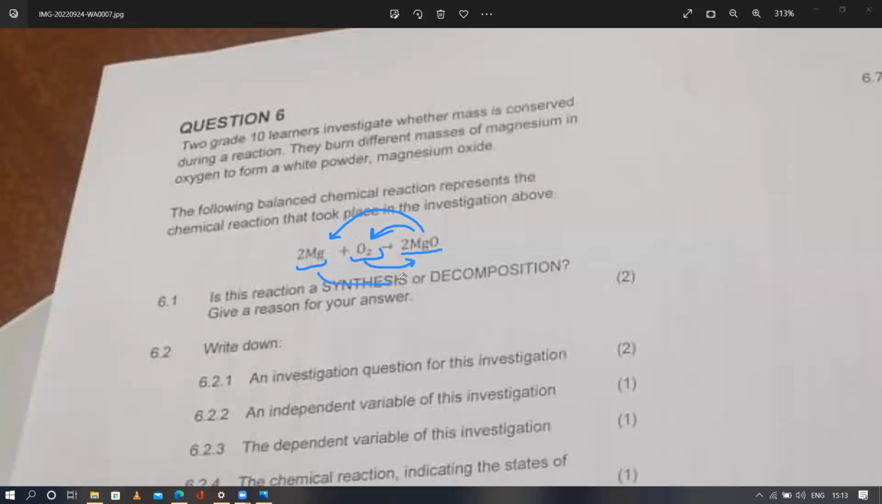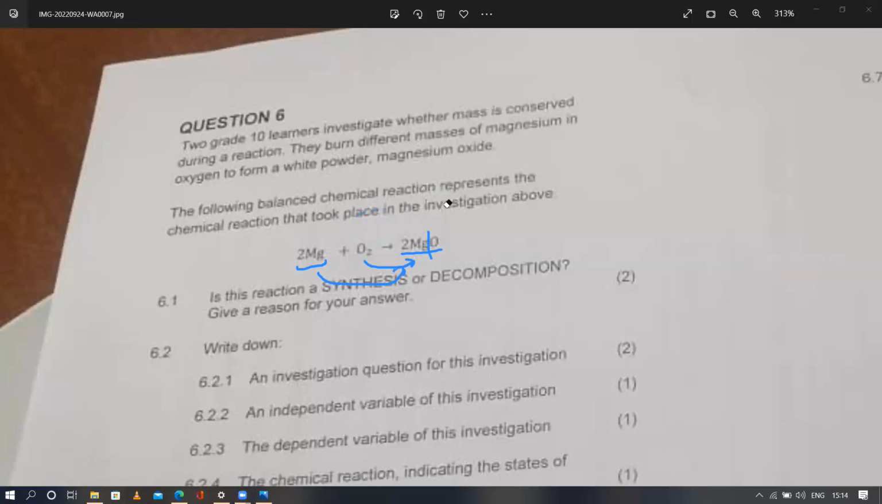Do you understand that part? Because that's how you determine whether it's a decomposition or synthesis reaction. So in a decomposition, this is broken apart. But in the synthesis reaction, these combine to form this. Adding. Yeah, I think I understand.